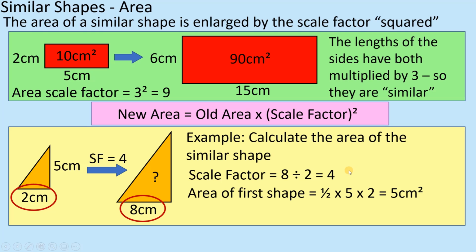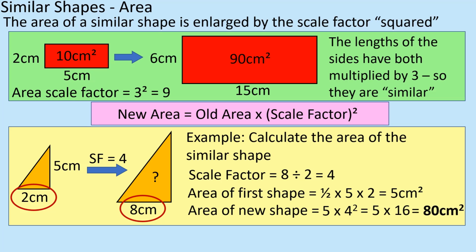And because we have the scale factor of 4 for the sides, the area must be multiplied by 16, which is of course 4 squared. So the area of the new shape is 5 times 4 squared, which is 5 times 16, which is going to give us 80 centimetres squared. And if we were to work out the length of this side, then this would be multiplied by 4, which would give us 20, and then it would be 20 times 8 and half it, which would give us 80 centimetres squared.